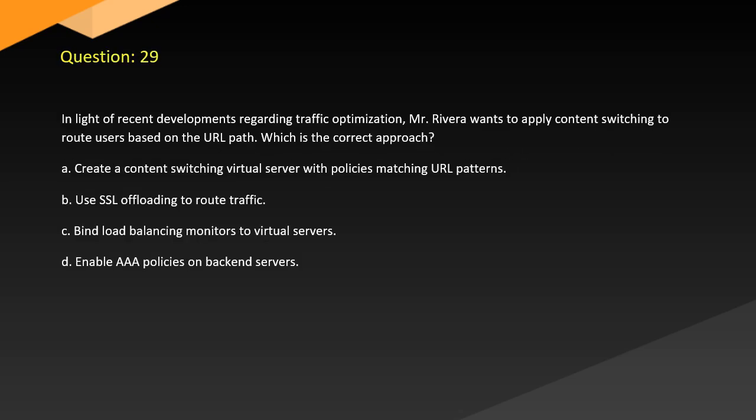Question 29. In light of recent developments regarding traffic optimization, Ms. Rivera wants to apply content switching to route users based on the URL path. What is the correct approach? A. Create a content switching virtual server with policies matching URL patterns. B. Use SSL offloading to route traffic. C. Bind load balancing monitors to virtual servers. D. Enable RBAC policies on backend servers.